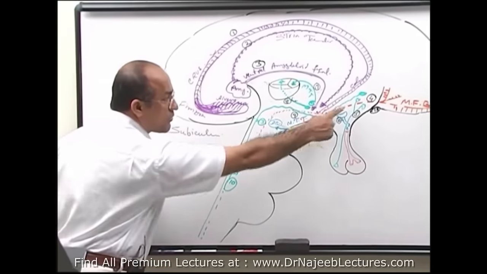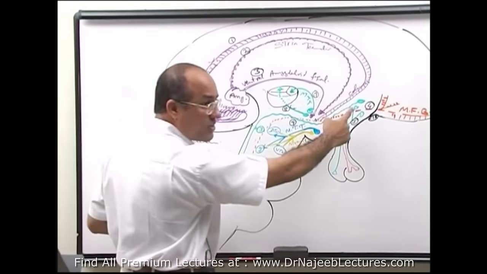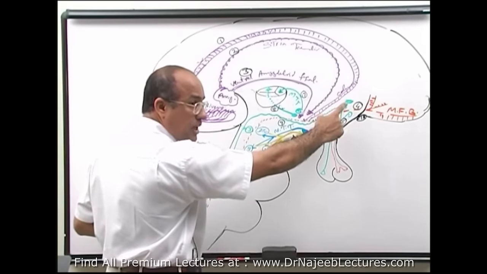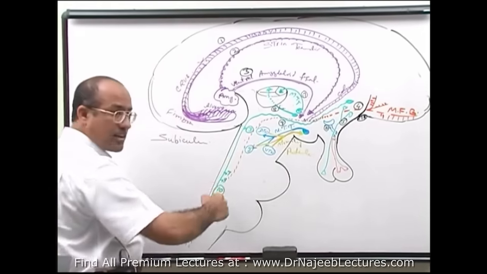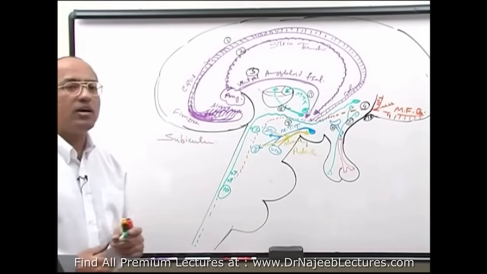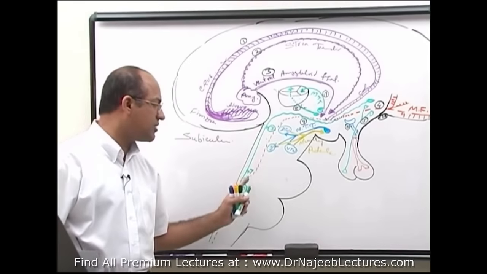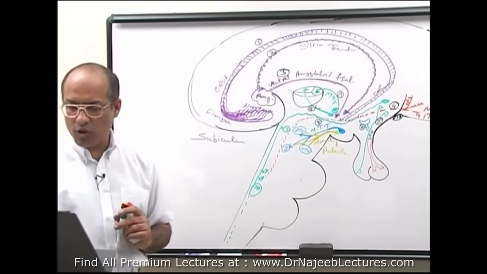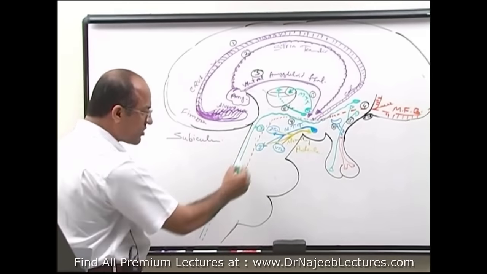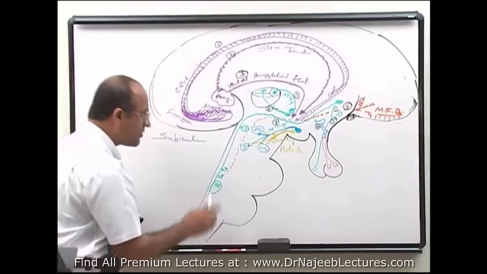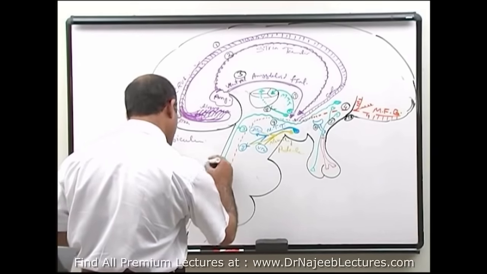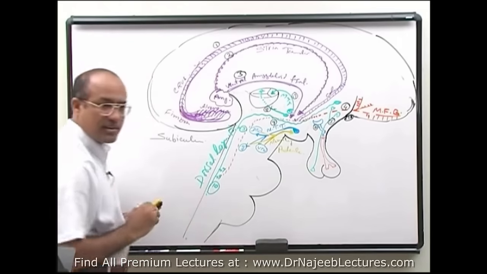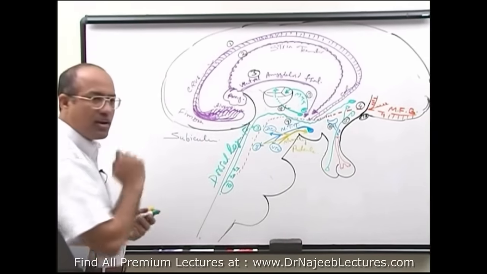Now, this pathway from the hypothalamus, you know, the anterior hypothalamus has parasympathetic functions. So these are parasympathetic fibers from the anterior hypothalamus going through the brain stem, producing parasympathetic outflow through the 3rd, 7th, 9th and 10th nuclei. This is called dorsal longitudinal fasciculus. You know, it is very dorsal and it is very long. So what do we call it? Dorsal longitudinal fasciculus.